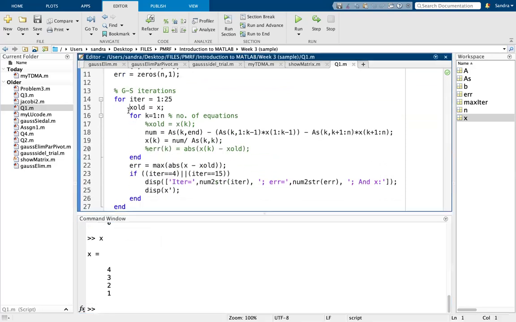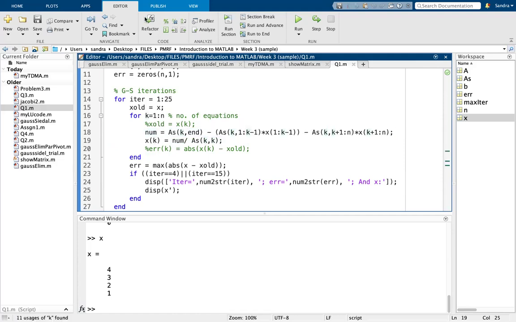Okay. Now this is my loop. I'm declaring the first X values to be the initial guess. So XOLD is my starting X value. And now this is the loop. This loop might be a bit tricky to understand. So here you can see the new xk is actually num divided by ask k. Num means the numerator value, that is this one, that is divided by ask k.